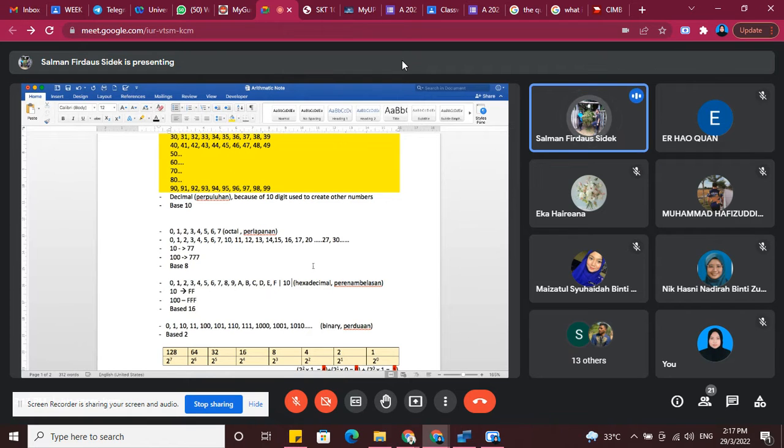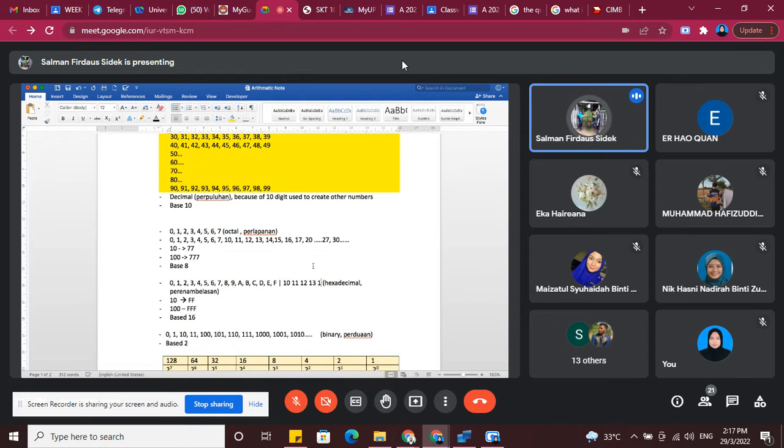So 10 is a combination of 1 and 0, followed by 1 and 1, 1 and 2, 1 and 3, 1 and 4. Listen to the way I speak those numbers. I just mentioned 1 and 0, 1 and 1, 1 and 2, 1 and 3, 1 and 4. I never use 10, 11, 12, 13, 14. Saya tak guna perkataan 10, 11, 12, 13. Saya guna perkataan 1 dan 0, 1 dan 1, 1 dan 2. Listen to the words that come out from my mouth.